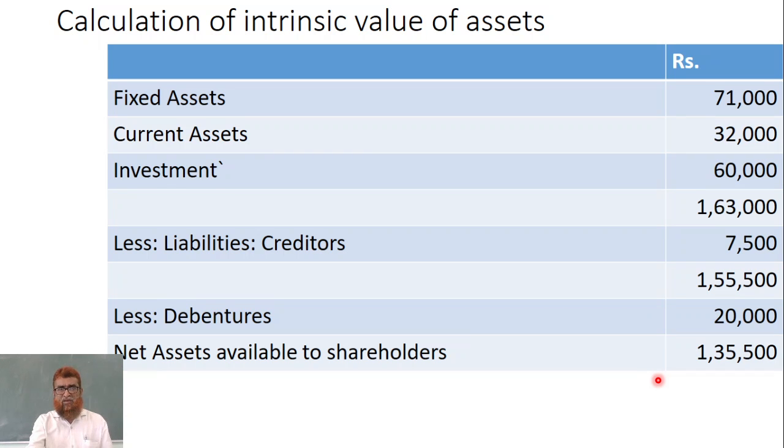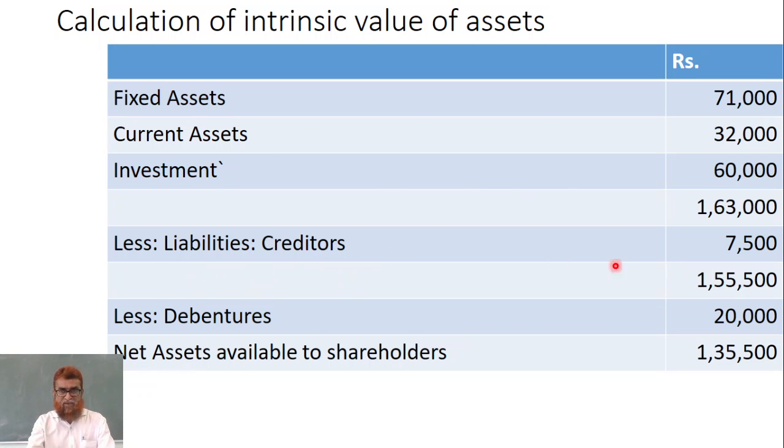Solution. See, calculation of the intrinsic value of the assets. First of all, fixed assets. We have fixed assets 60,000, but its market value is 71,000. We wrote that one. Current assets given in the problem is 32,000. Investments given in the problem is 60,000. Total of the 3 assets comes to 1,63,000. Clear, isn't it?